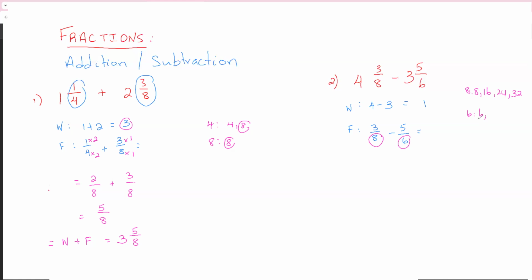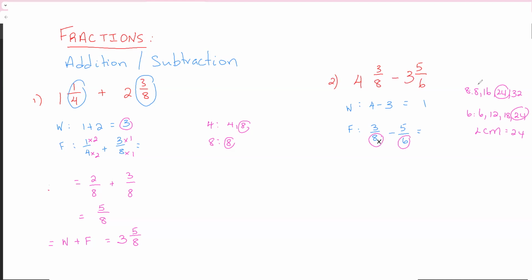So 6, 12, 18, 24. So the lowest in common would be 24. So that's my LCM. LCM is 24. So we ask ourselves, what do I do to 8 to make it 24.